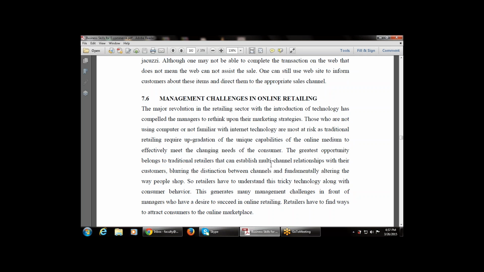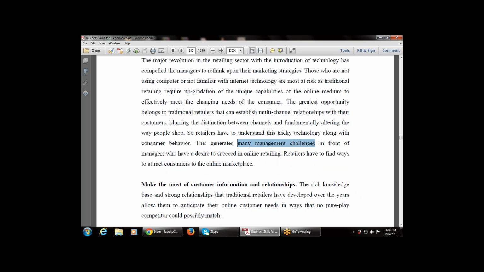So these are the various issues for any person who does not know about the computer: how to use online retailing, when he or she may not use the computer at any time, so how does he or she use the internet for online retailing. The greatest opportunity belongs to the traditional retailer that can establish multi-channel relationships with their customers, blurring the distinction between the channels and fundamentally altering the way people will shop.